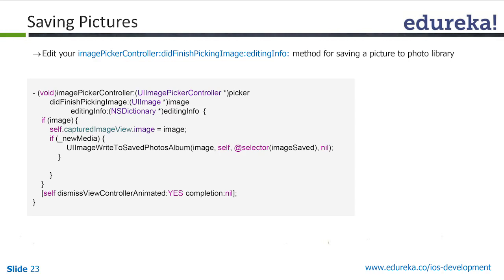So you have an if condition. You are going to check if it is a new media or not. Why do you need to check this? Let's say you have selected an image from the photos album itself. Then there is no need to save it again to the photos album, because that will create a duplicate of the same image. Only when you select the image from the camera are you going to save it to your photos album. After selecting it, obviously you are going to dismiss the image picker controller. So this way you are going to save pictures to your albums.